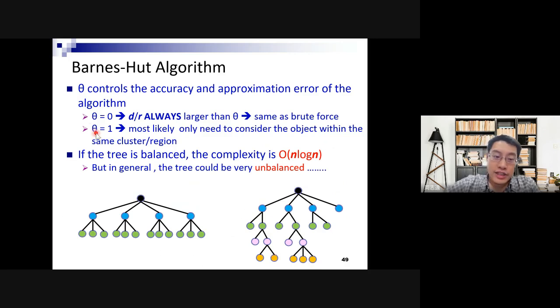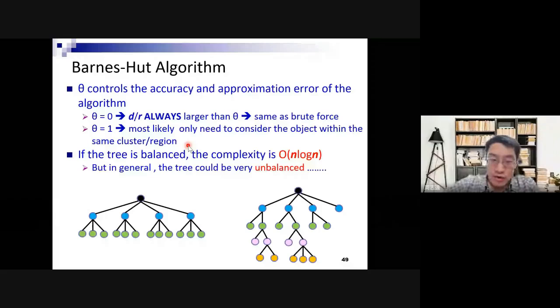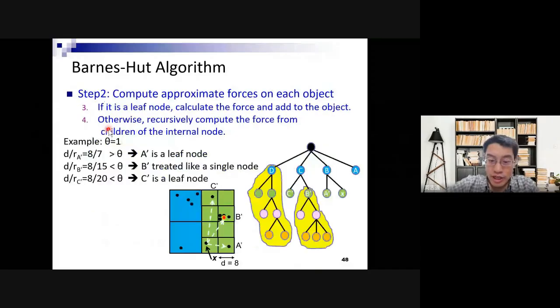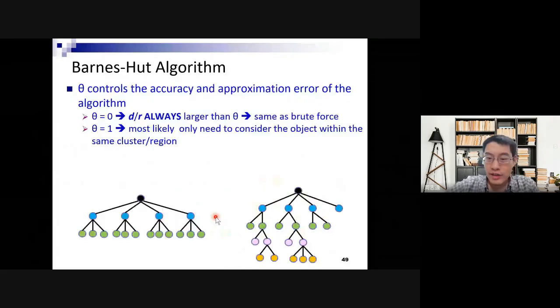On the other hand, if theta equals 1, it is considered to be a very loose bound, right? Because essentially that means those items are in a different cluster, or at least a different partition, so they can be approximated as a single object to the object you want to compute. Because theta equal to r basically means your target object is within the same partition. So 1 is already a very, very loose bound.